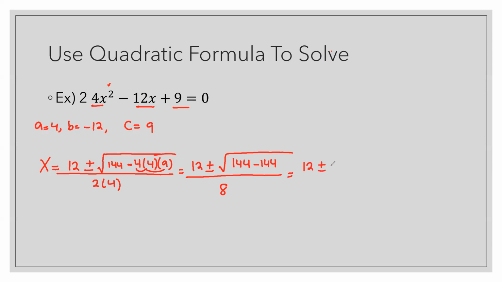So that's 12 plus or minus 0 all over 8. The square root of 0 is 0, right? So it's really 12 over 8. That can be reduced by 4. 12 divided by 4 is 3, and 8 divided by 4 is 2. I guess it's the same answer as the first one. So your zero is x equals 3/2.